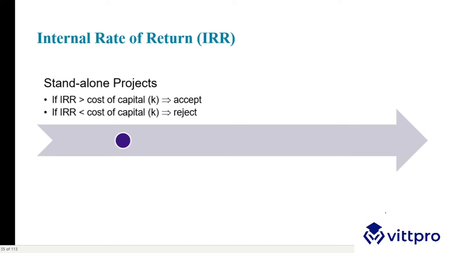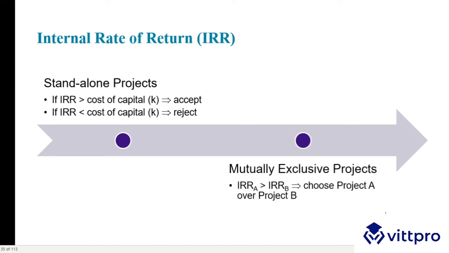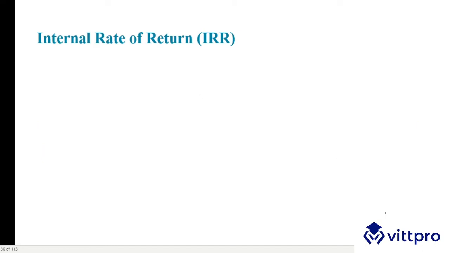If it's a standalone project, we will accept if the IRR is more than the cost of capital, or reject if the IRR is less than the cost of capital. In the case of mutually exclusive projects, we will accept the project which is higher on IRR. So it's similar to NPV. The difference between this and the NPV is that here we are talking about the internal rate at which the NPV becomes 0, right? And in NPV, we calculate the actual realized value of the project. That's why NPV is a better solution.